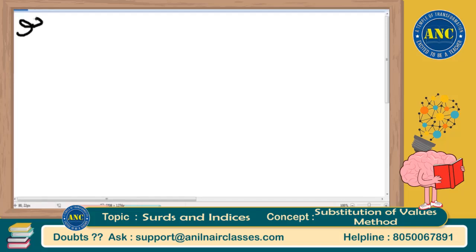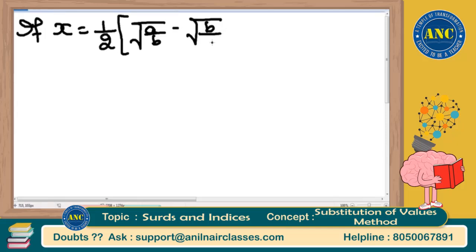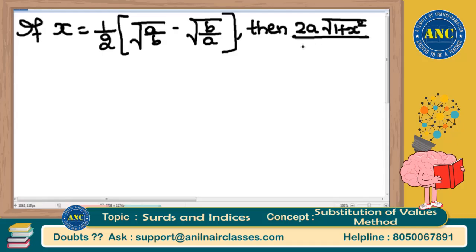Please see the second question. Again it is an if condition question. If x is equal to 1 by 2 into root of a minus b minus root of b minus a, then find the value of 2a into root of 1 plus x square divided by x plus root of 1 plus x square.